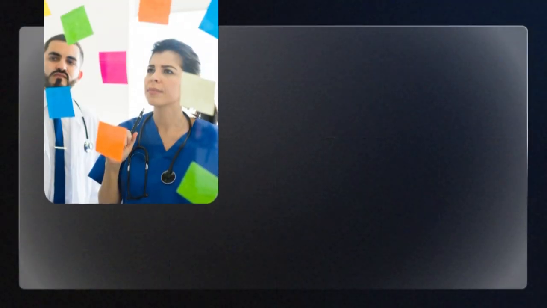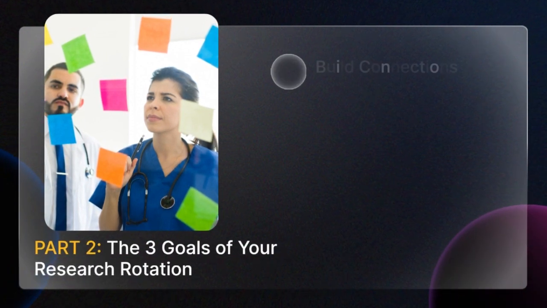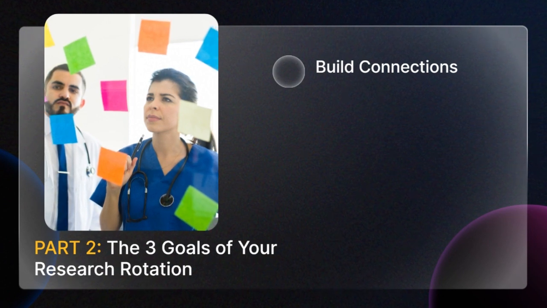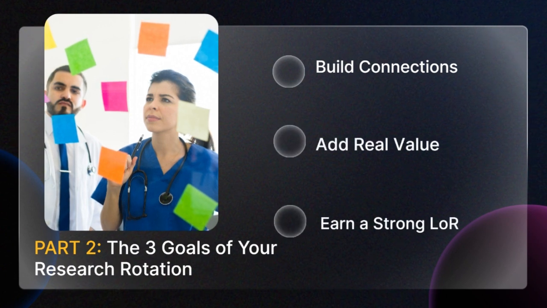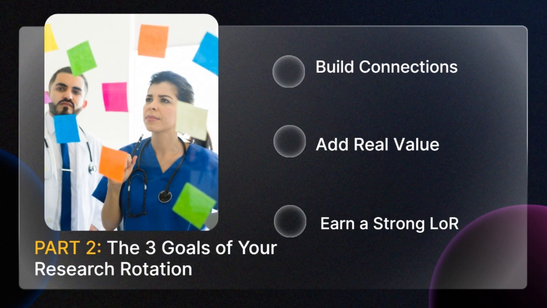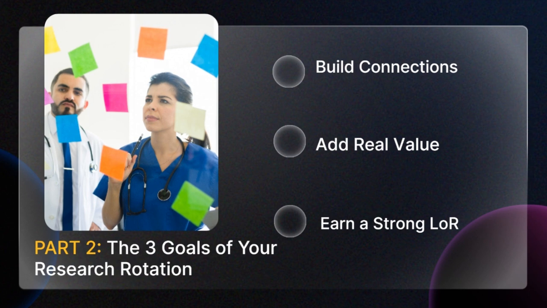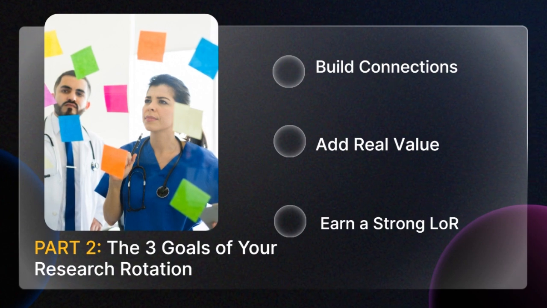Now that we understand what a research rotation is, let's dive into what your actual objectives should be while you're doing one. A common mistake many IMGs make is treating their rotation like a passive internship. They think, I'll just finish my assignments, and the rest will happen naturally. But if you want to maximize your chances of getting noticed, supported, and eventually recommended for a residency interview, you need to operate with intentional goals. There are 3 parallel goals you should always be working on during your research rotation.